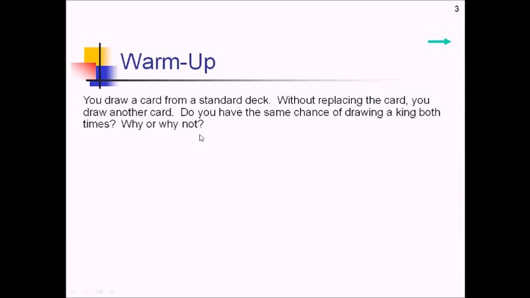Why or why not? So what we're really getting at with this one is, the first time you draw the king, it is what it is. There's 4 kings out of 52 cards. Those are your chances. Do you have the same chances the second time around? This is getting us into our topic today of independent versus dependent probability, where one event can affect another event.